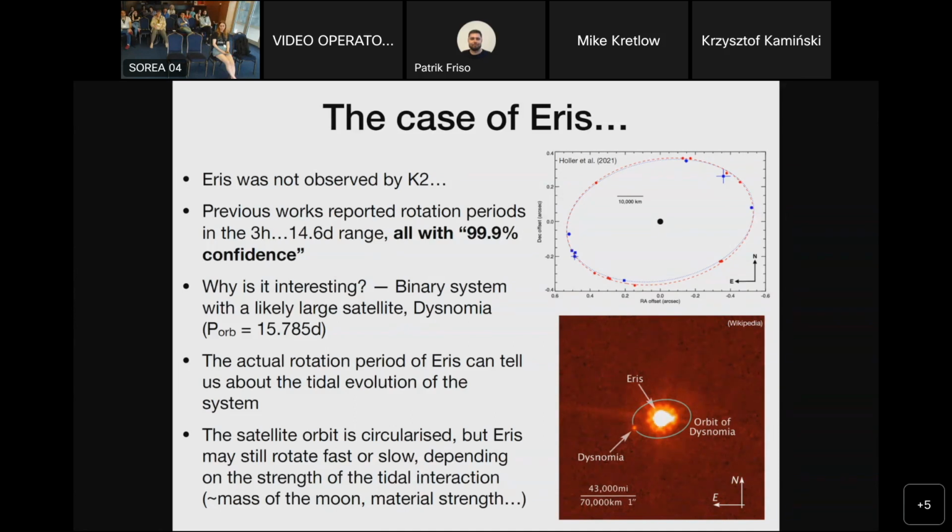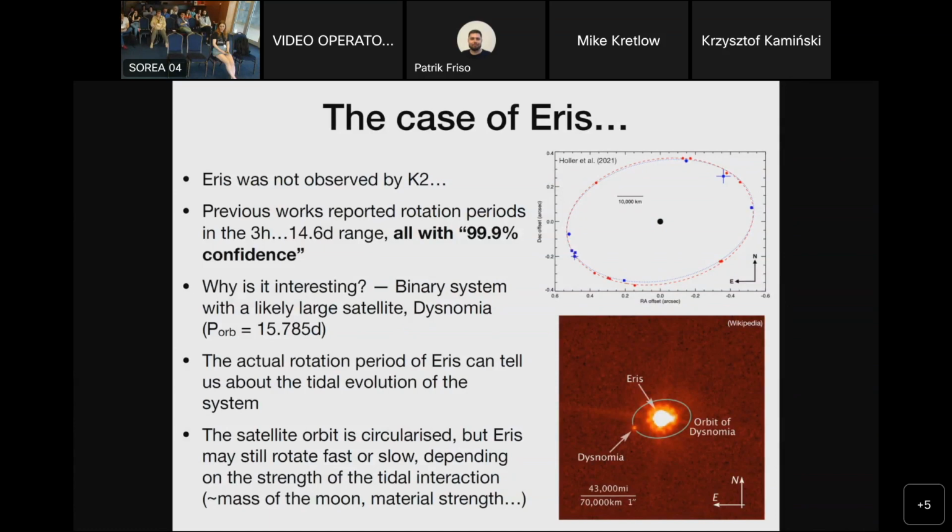But if you, okay, so circularization happens first in a tidal evolution of a binary system, and one to two orders of magnitude later in time happens the tidal locking of the system, depending on the mass. Well, in this case of the moon, because we are talking about the tidal locking of Dysnomia, the primary, or the material strengths, and then all these kind of parameters.